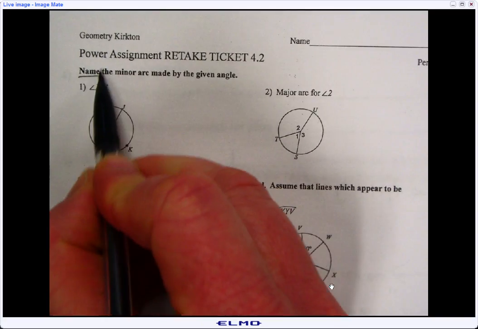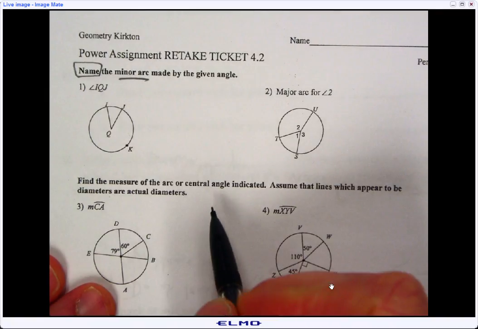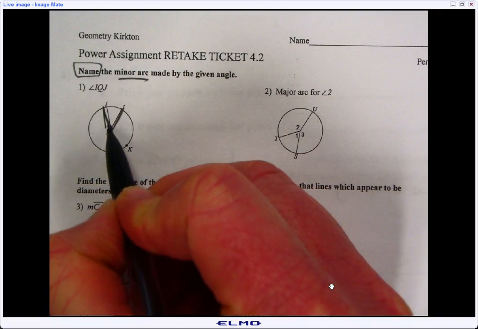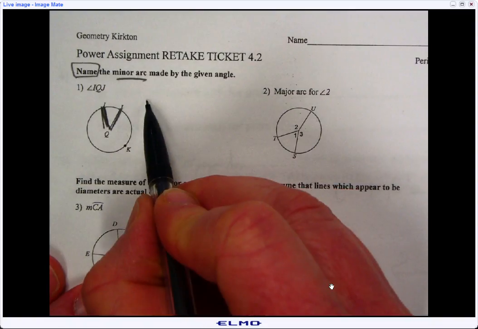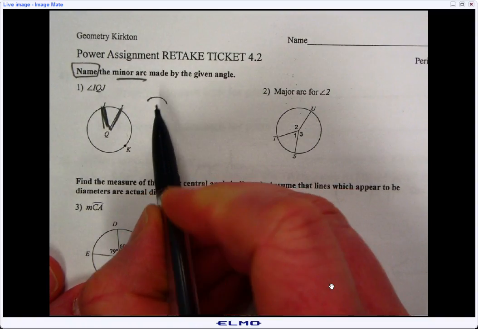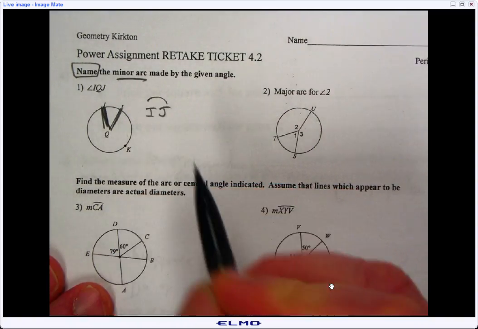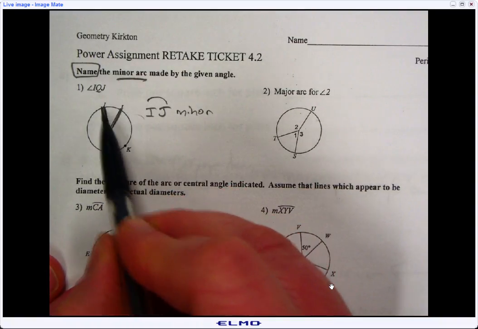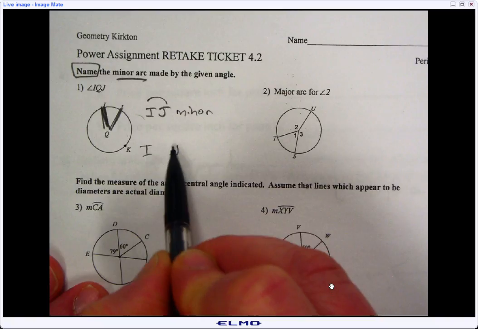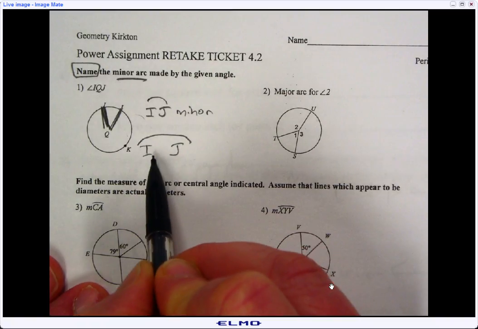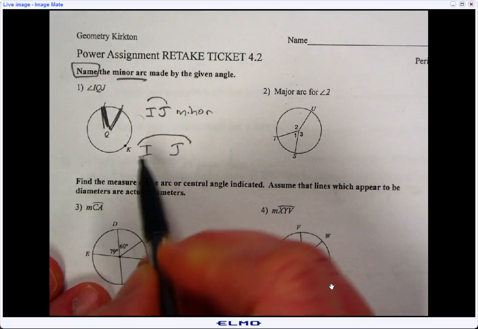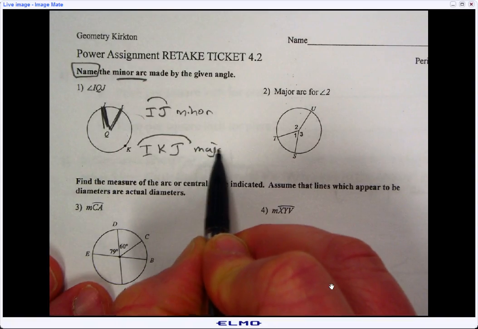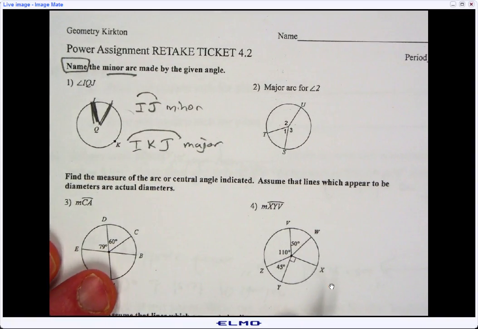Name the minor arc made by the given angle. So this is angle IQJ. If you highlight the angle, the minor arc is the short distance, and you need to make the arc symbol. If the question had asked for the major arc here, the same letters would be at the start and the end, and then you need the letter in between. It didn't ask for the major, but it could have, so just make sure you know how to do both.